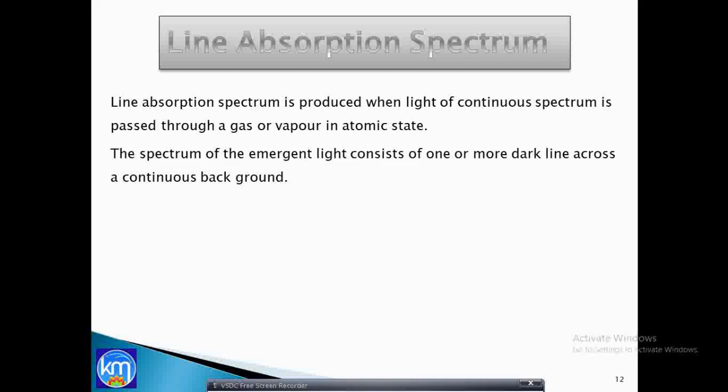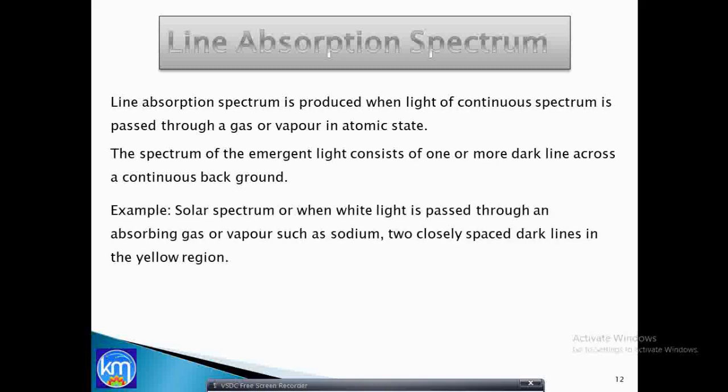Now this spectrum is obtained whenever the emerging light consists of one or more dark lines across the colored background or continuous background, so that is a line absorption spectrum. As I said, the solar spectrum is a very good example of the line absorption spectrum. Whenever light is made to pass through any gas, such as sodium, we can see two closely spaced dark lines appear in the yellow region. So this is another example of line absorption spectrum.